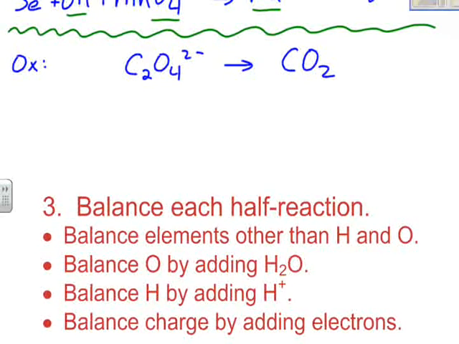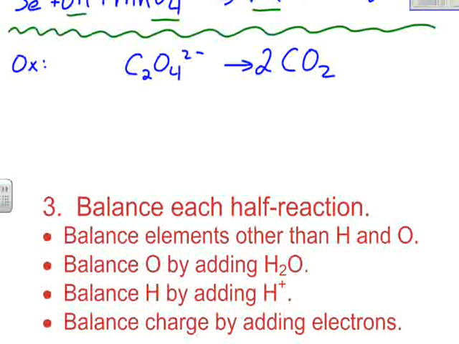All right, so keep our rules here. We're going to balance the elements other than hydrogen and oxygen. So here we do have to balance the carbons. If I put a 2 in front of the CO2, that's going to do a pretty good job balancing the carbons. So I have 2 carbons on the left, 2 on the right.